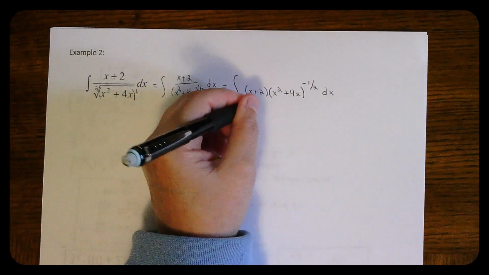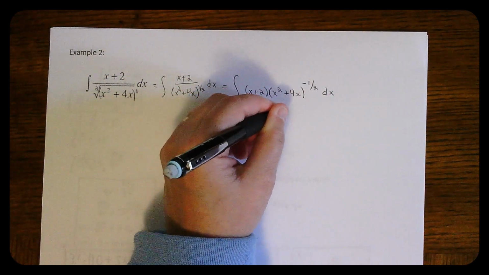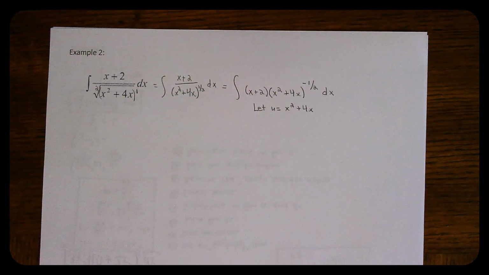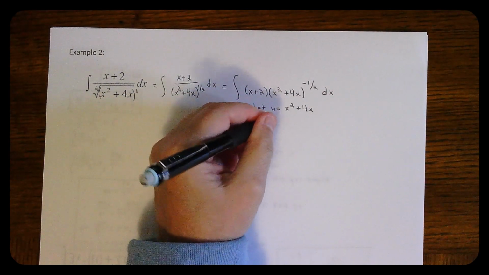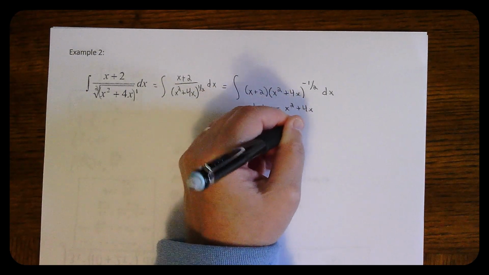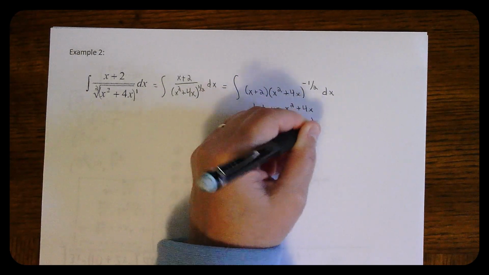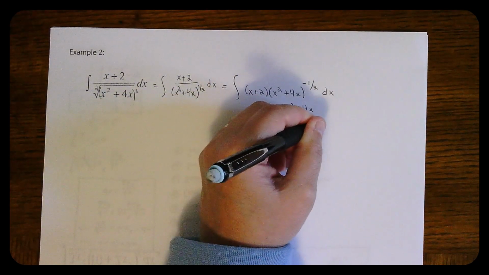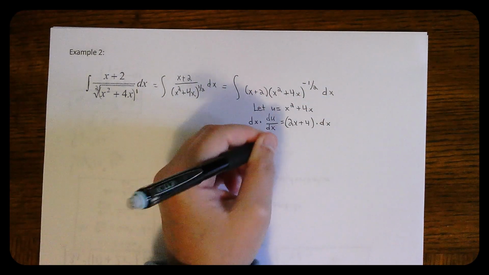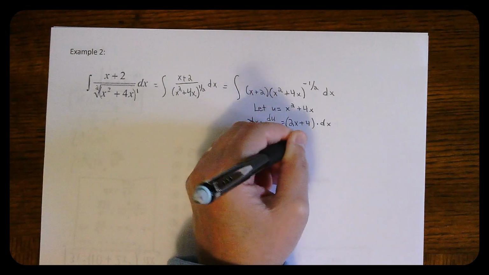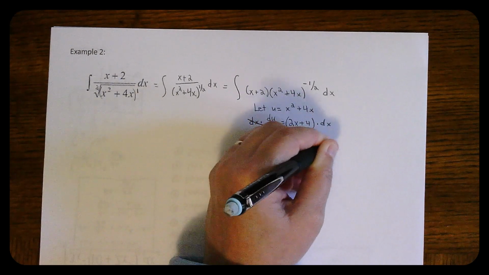So step 1, we're going to let u equal x squared plus 4x since it's being raised to a power. Then we're going to take the derivative of u with respect to x, which is 2x plus 4. Then I'm going to multiply both sides by dx, and this is the last time that I'll do that. I'll skip right to this step right here. du equals (2x plus 4) dx.